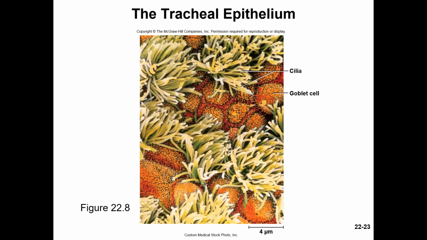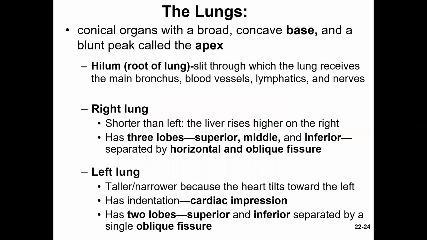Here we have the cilia and the goblet cells. You can see cilia are usually protein microfilaments, or microtubules, by the way. They're extensions of a cell, right? And that's fascinating how they work and how they are operated by protein mechanisms within the cell membrane.